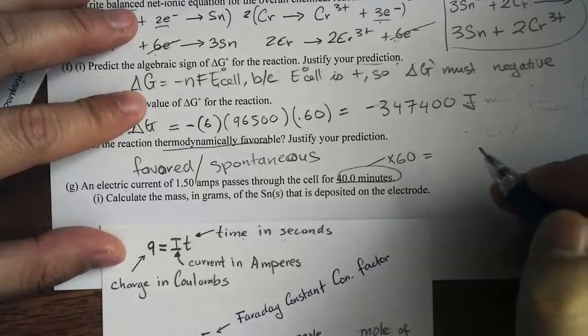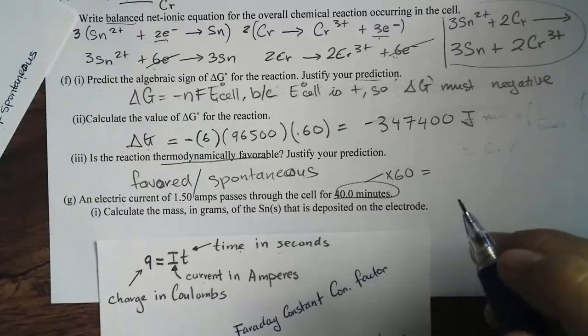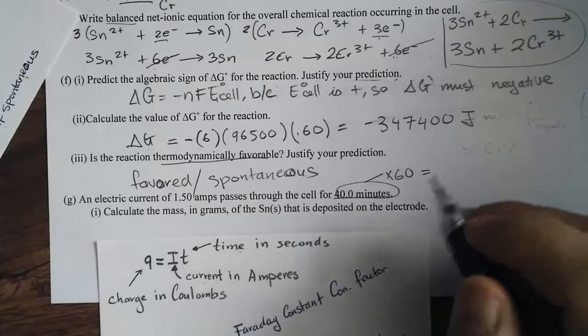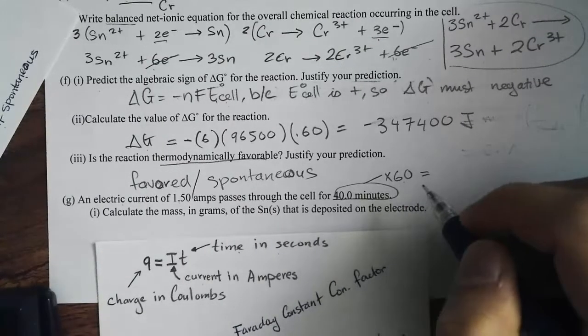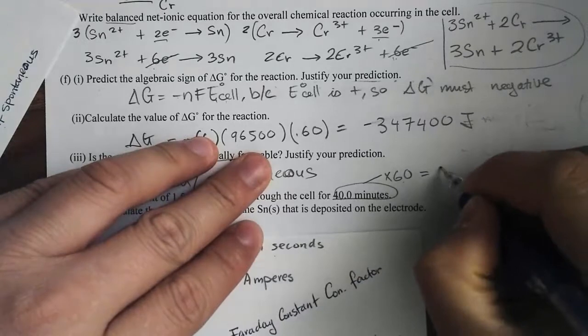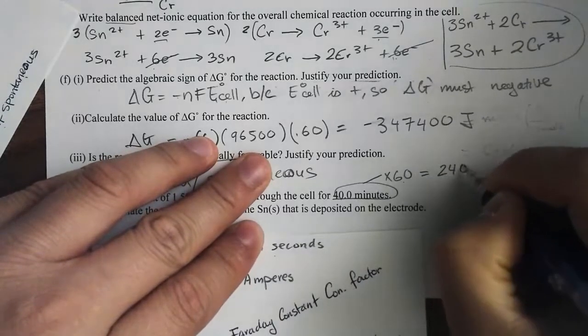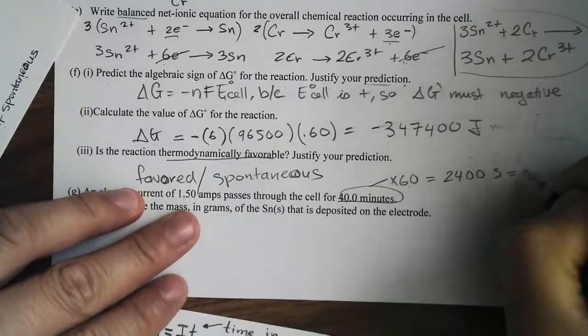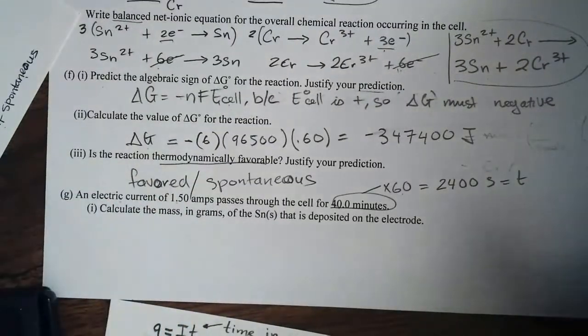So what do we have? Of course, we're going to have a lot of seconds. Well, let me plug into the calculator. So 40 times 60, what do I have? I have 2,400 seconds. Okay, so that is your T right there. Now, let's plug this in the problem.